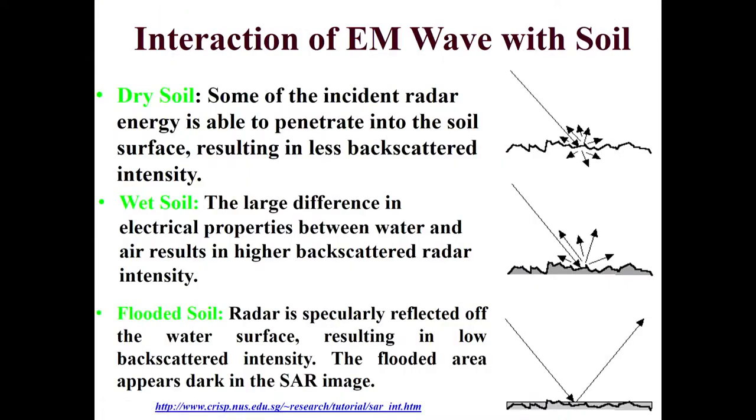Now we are going to talk about the interaction of electromagnetic wave with soil. Dry soil: there will be high penetration, less scattering. So dry soil is going to appear as a dark surface, dark object in the SAR data set. Wet soil: there will be less penetration, high scattering. So wet soil is going to appear as a bright feature in the SAR imagery. Flooded soil, when the entire surface is completely covered by flood water: at that time, again, due to high reflection and less scattering, very less information will be received by the sensor. So flooded soil is going to appear as a dark feature in the SAR imagery.